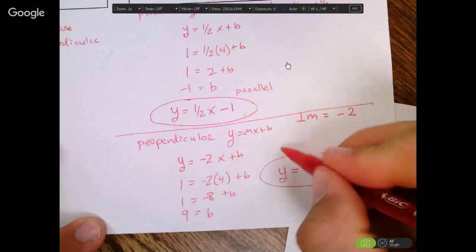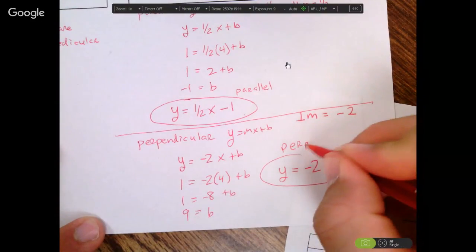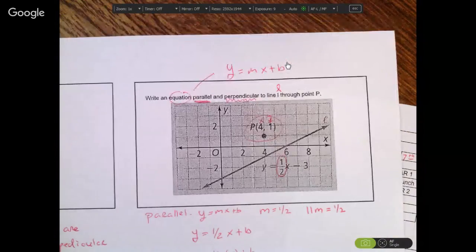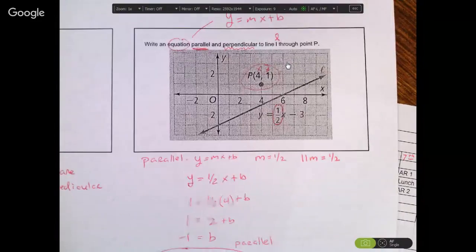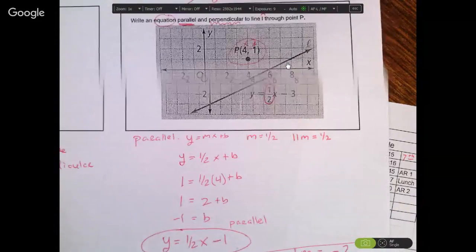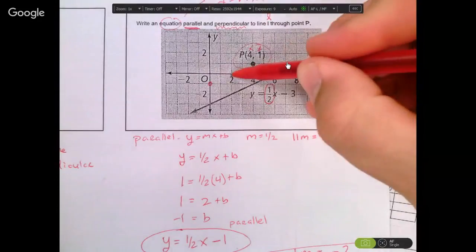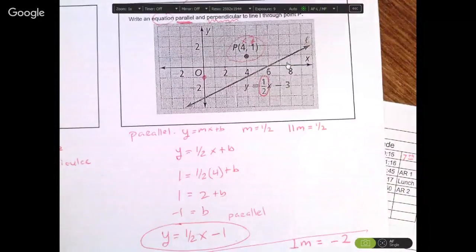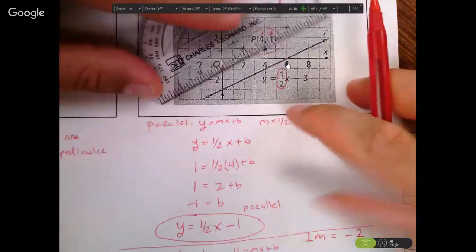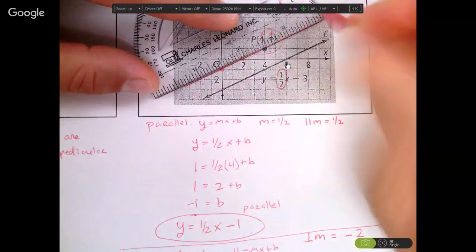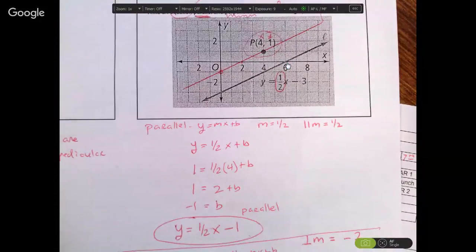What would be a way of checking this? Let's graph these. This one starts at -1. It's got a slope of 1/2, so up 1 over 2, up 1 over 2. Does it go through our point? Does it look parallel? Put the little triangles on the parallel line. And then the other one starts at 9.